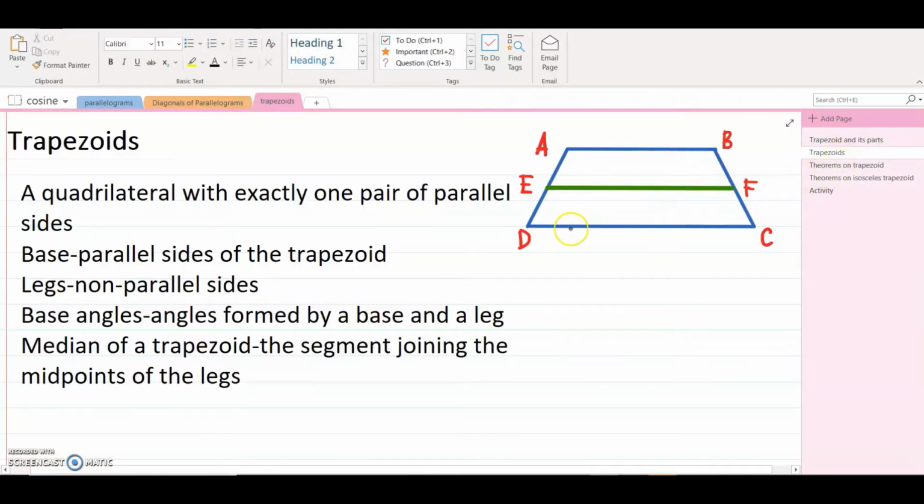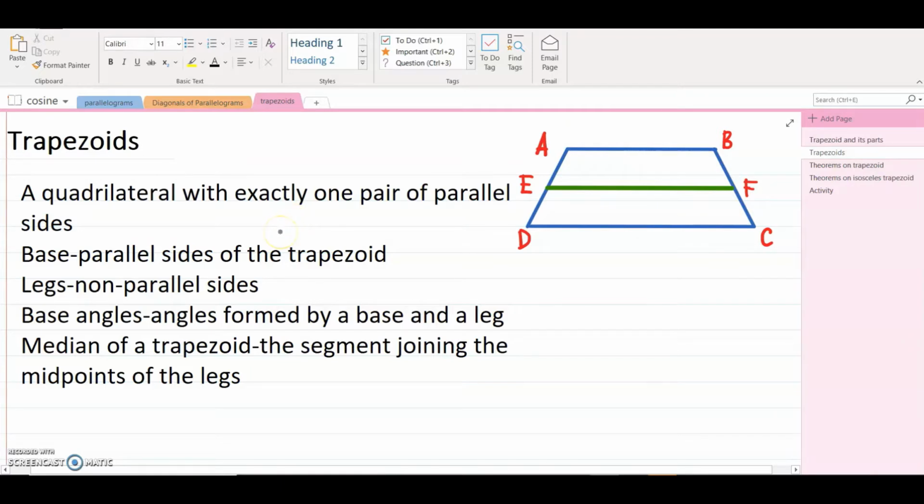Okay, let us now define what is a trapezoid. A trapezoid is a quadrilateral with exactly one pair of parallel sides. So you will see here, we have a figure. This is an example of a trapezoid. So we have trapezoid ABCD.